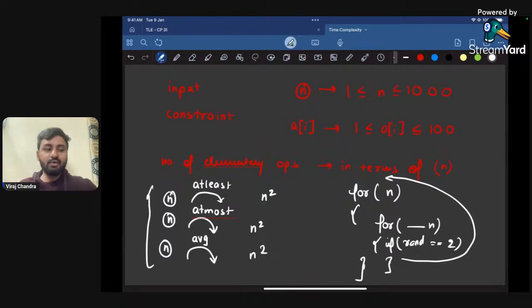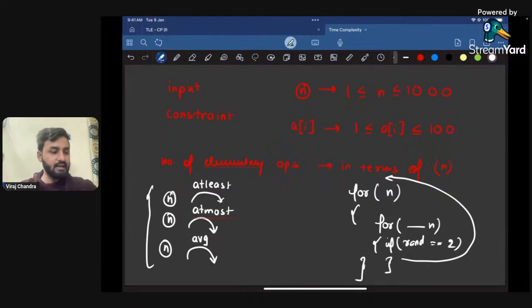Okay, so let's say this is the new updated code. Now things are going to be different. If I talk about at least, at most, and average, they're not going to look like n square anymore. Or not everything is going to be looking like n square. Why? Any guesses, guys? Any hints? What do you think is the least amount of operations you might do? N square will be at least. No, n square will not be at least.